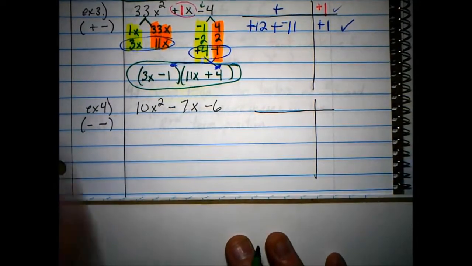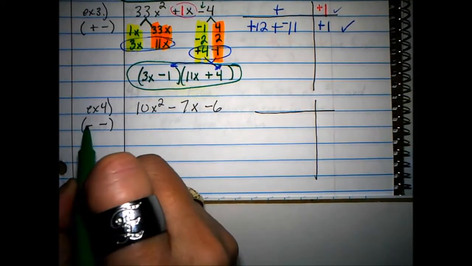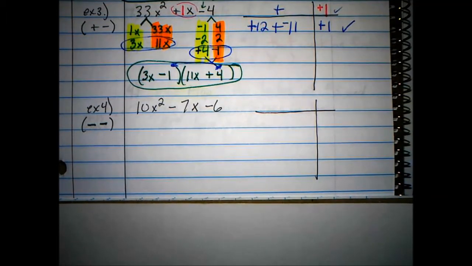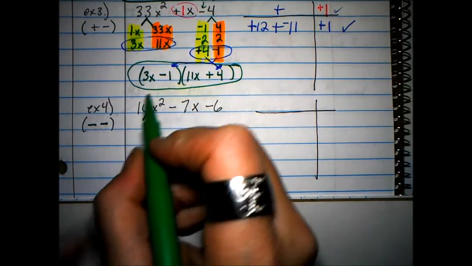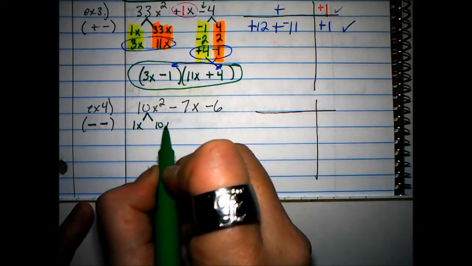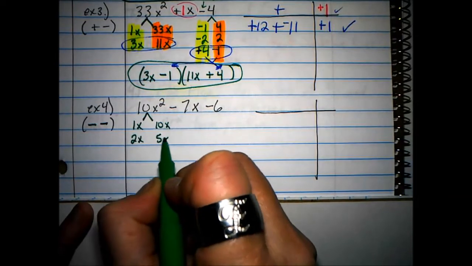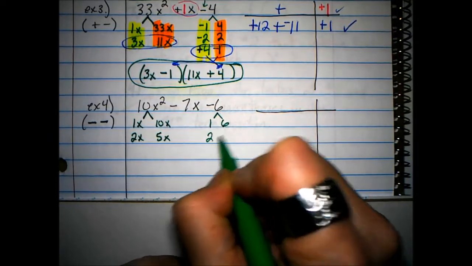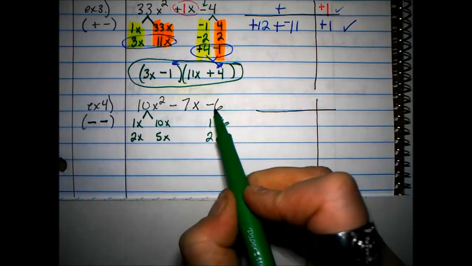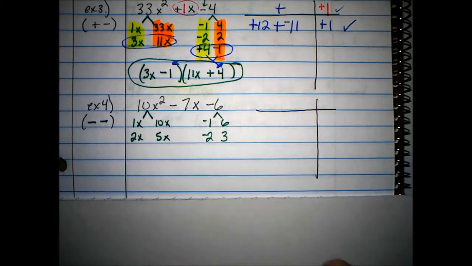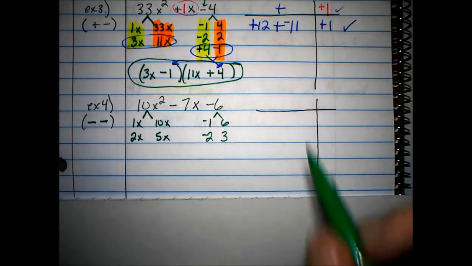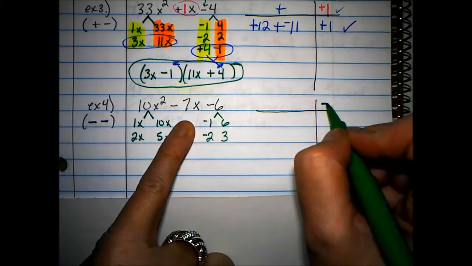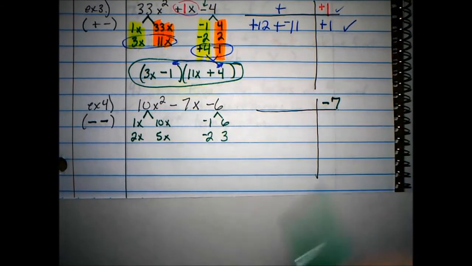Okay, and last example. This one has a minus minus setup where both of them have a negative. I want to write the factors of the first term, be 1x and 10x, as well as 2x and 5x. Factors of 6 are 1 and 6, as well as 2 and 3. The 6 is negative, so that means one of these has to be negative, so I just make the left column negative. And then notice my target is negative 7, so I'm going to put that in my table. Negative 7 is what I'm looking for.